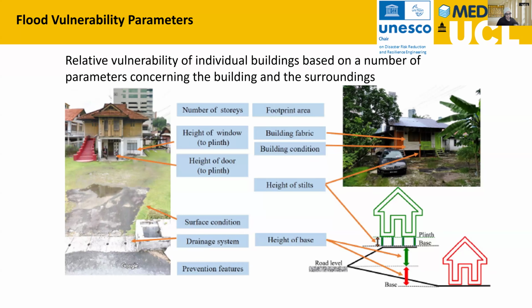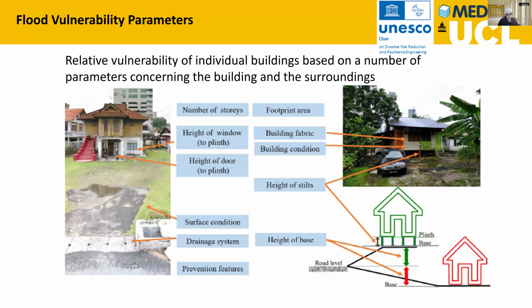Similarly, the conditions on the outside of the building, for example, the surface condition, which can be paved or unpaved surfaces, which very much matter for the purpose of water being retained on the surface. Again, the availability of drainage systems and any specific flood prevention features.